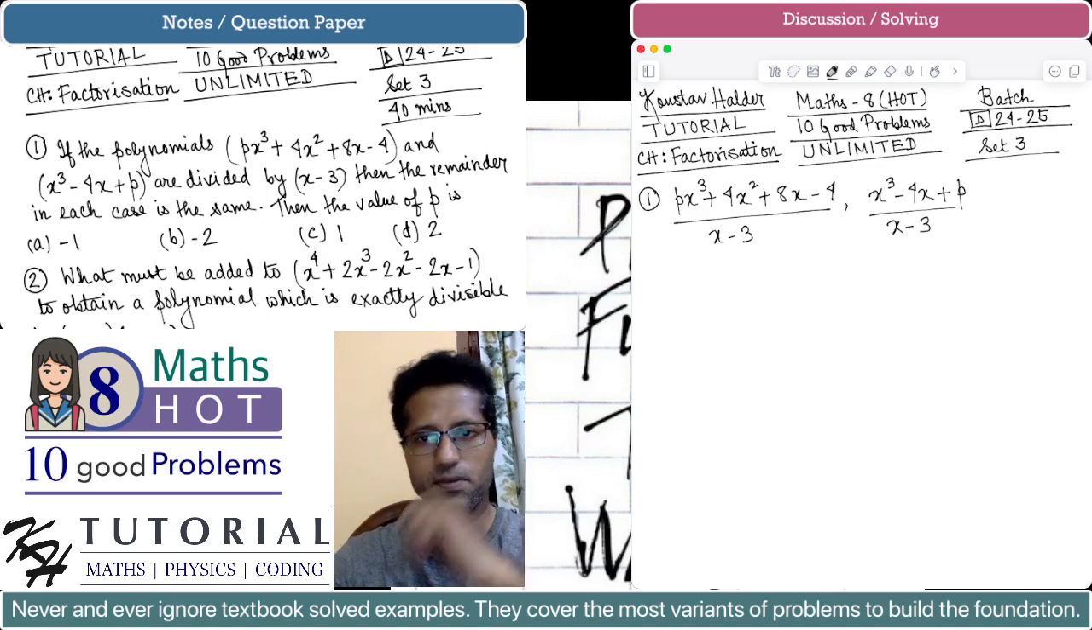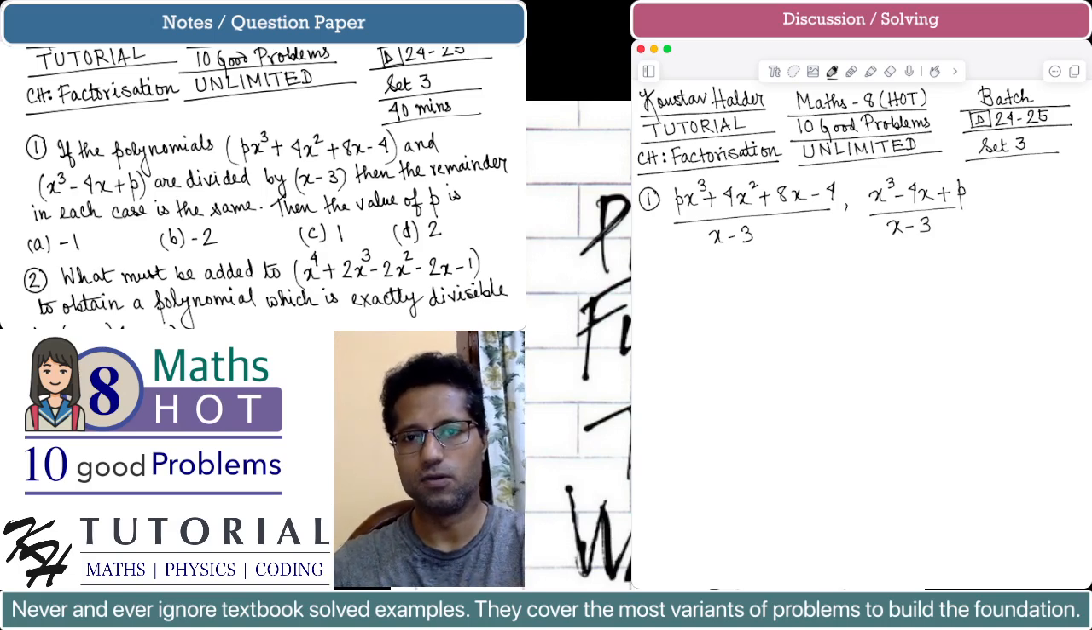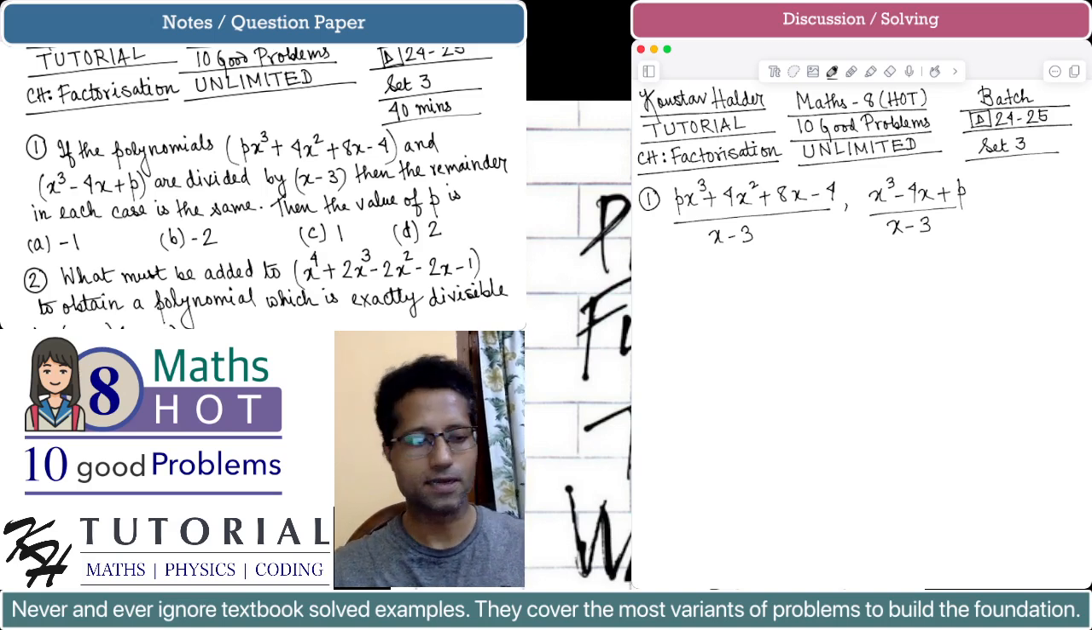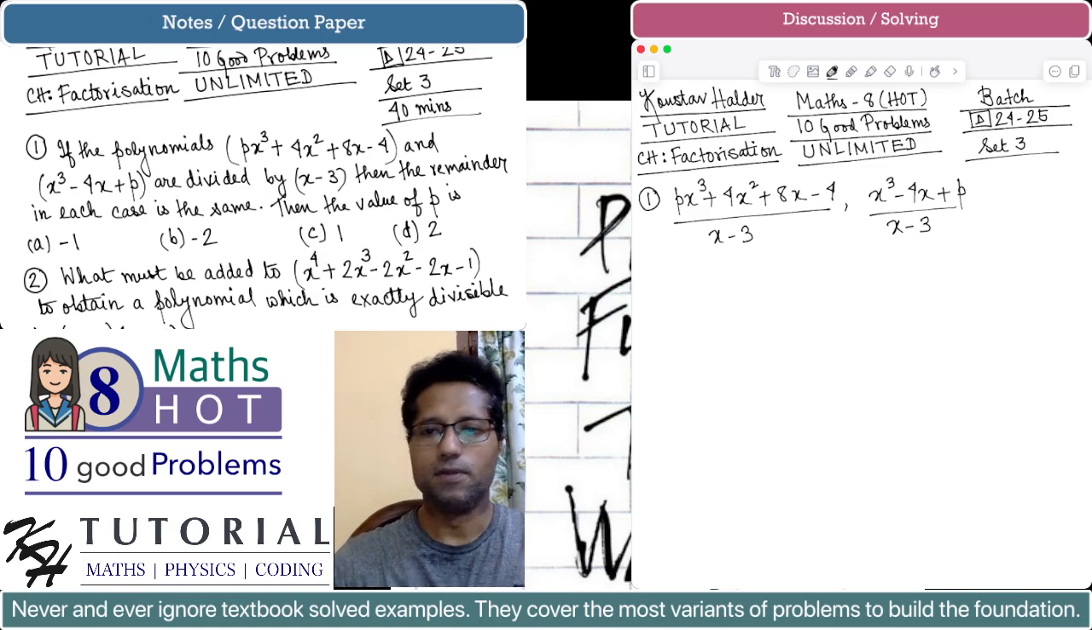Now, since p is unknown, we cannot really do the division of the given polynomials by x minus 3, because we do not know the value of p. For doing a division of two polynomials, we need to know exactly the two polynomials. Then only we can perform the long division method. But there is another concept that you must know.